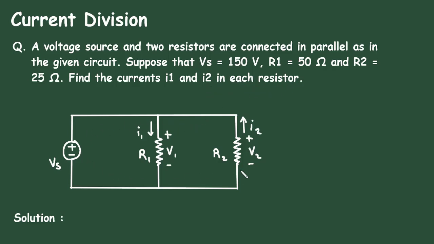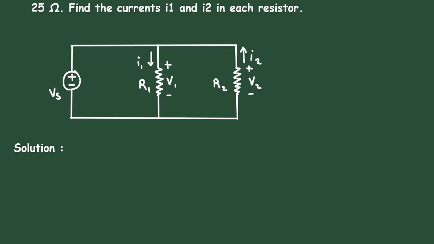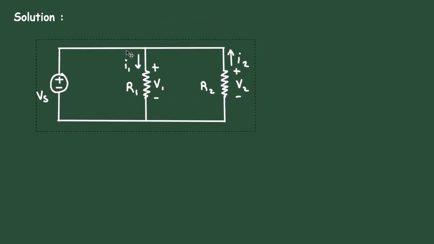Here in this circuit, we have to find this I1 and this I2. The value of this voltage source Vs is given. Here we can see this R1 and R2 are connected in parallel, so the voltage across them will be same. Therefore, Vs is equal to V1 is equal to V2. So let's solve it. Solution.